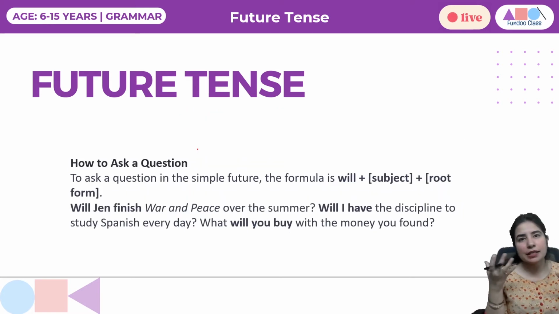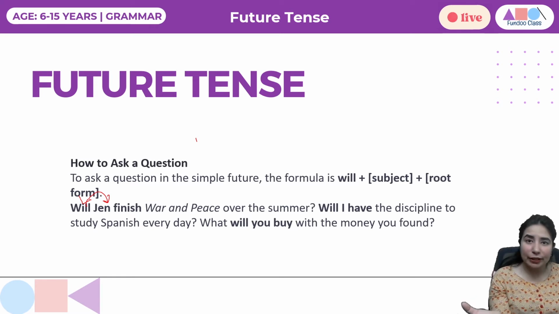The next part is how to make a question. What do you do? You just interchange the position of subject and will, and that's it. So: Will Jen finish War and Peace over the summer? What I've done is just interchange both these things, and we have our question ready. So it's very simple. Will I have the discipline to study Spanish every day?